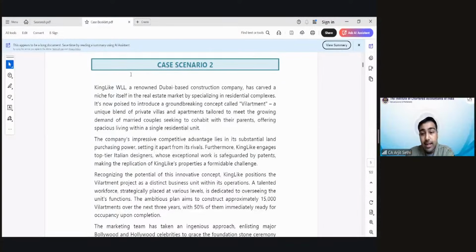Okay, let's read this case scenario. This comes for 15 marks. A 15 marks case scenario comes. Let's see how to solve case scenarios.